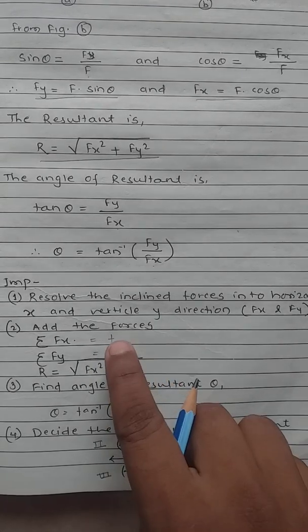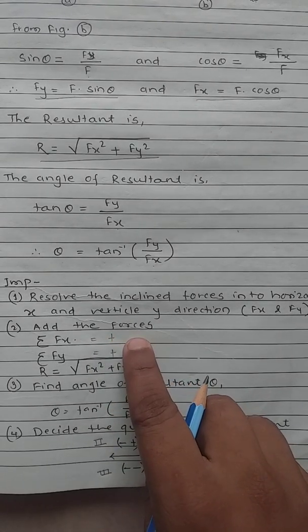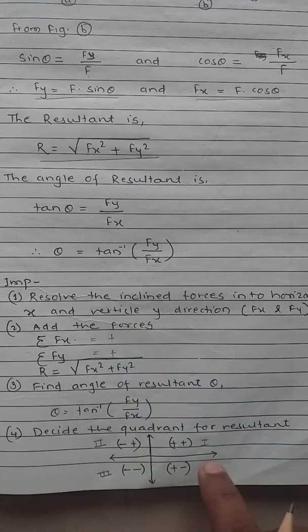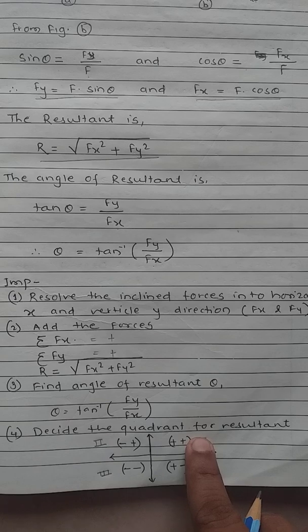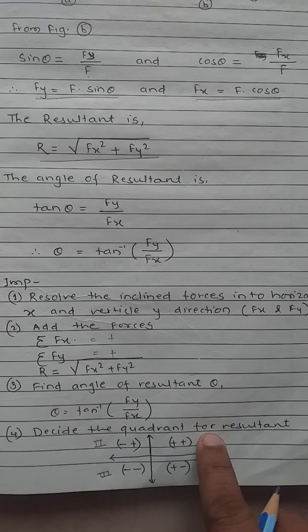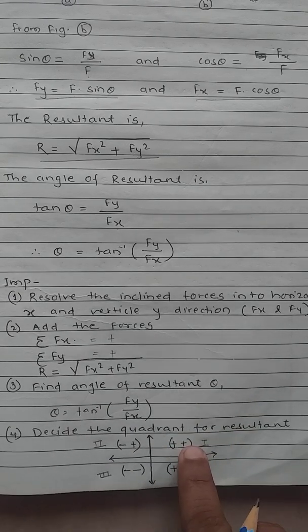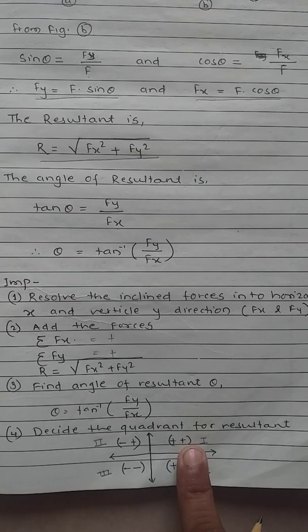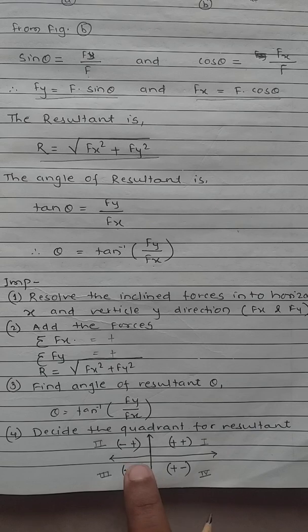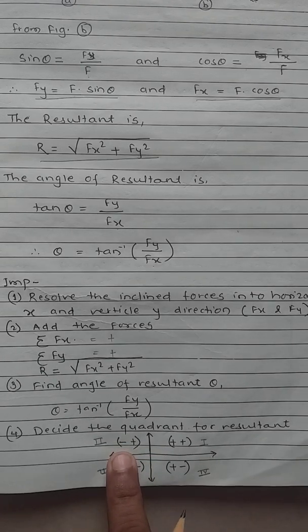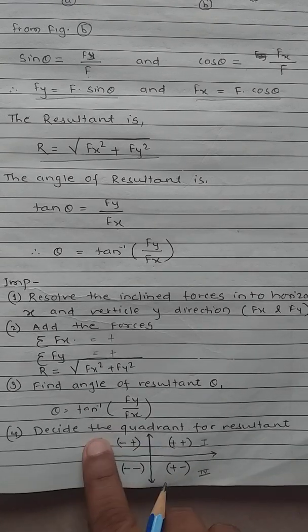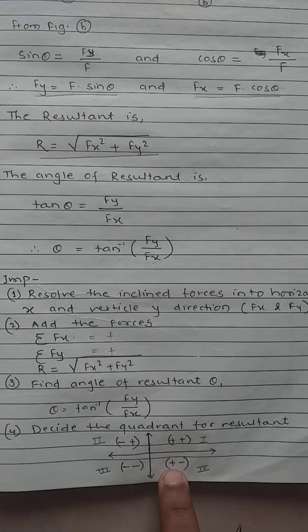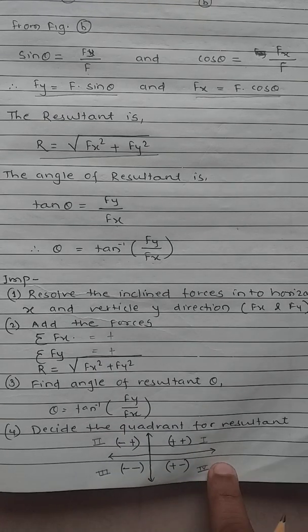Depending on the positive or negative value of F of x and the positive or negative value of F of y, we will find out the location of resultant. Plus plus means F of x is positive and F of y is positive, that's why it is in the first quadrant. If F of x is negative and F of y is positive, this will be in the second quadrant. Similarly negative negative, third quadrant, positive negative will be in the fourth quadrant.